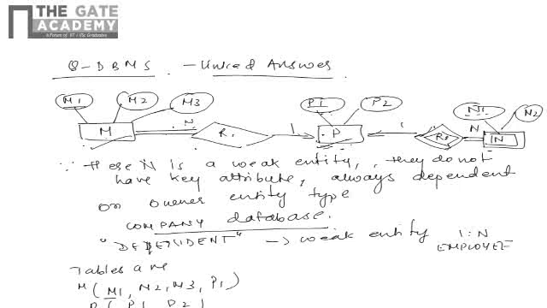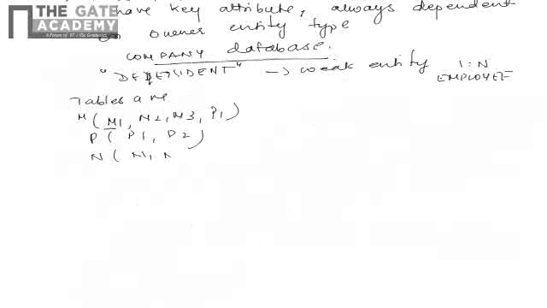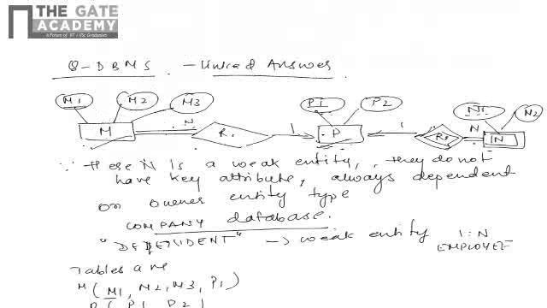Then again N1, N2 and P1, where P1 will act as a foreign key for this weak entity N. So we got 3 tables, right? So the option will be B. So B is the option for the first part.